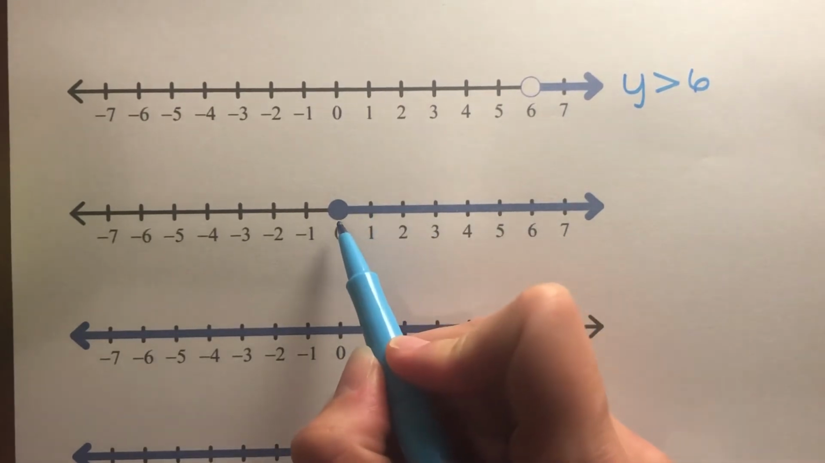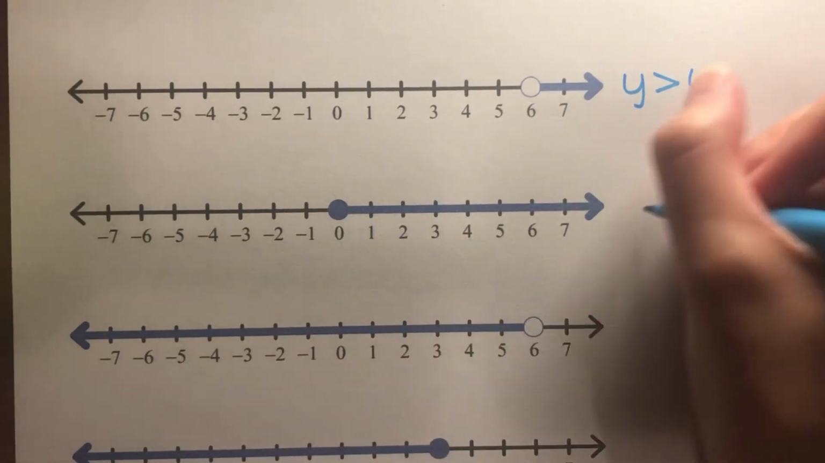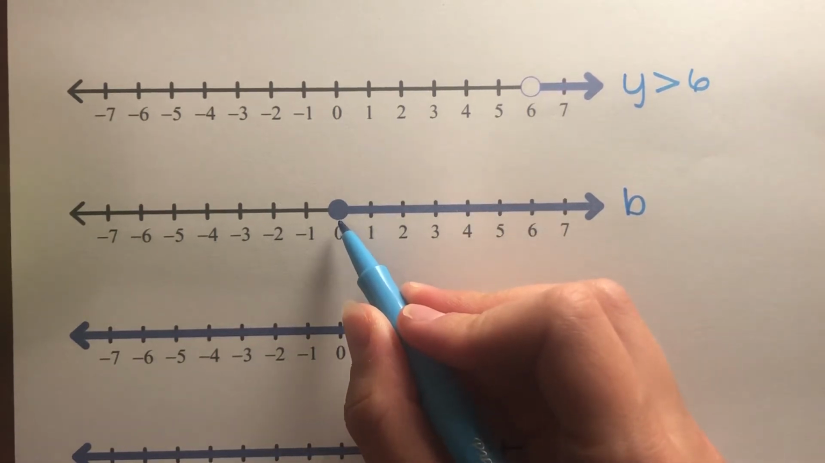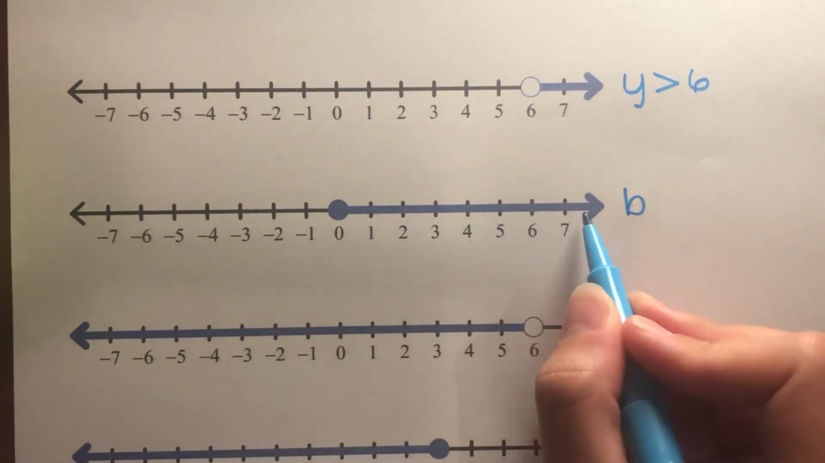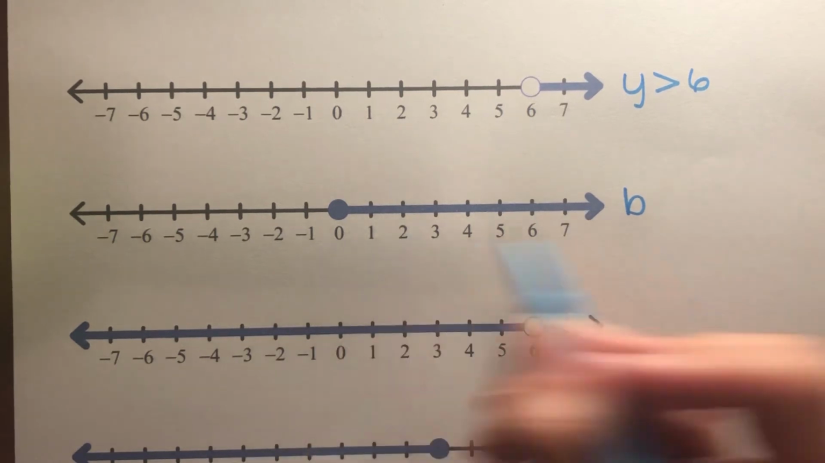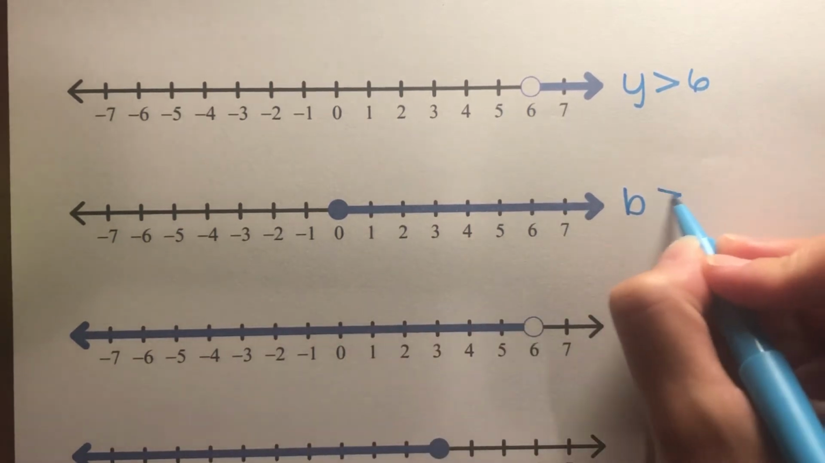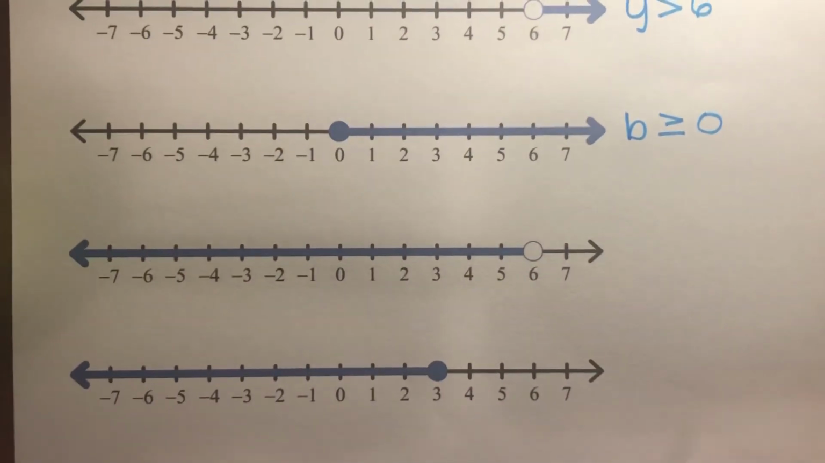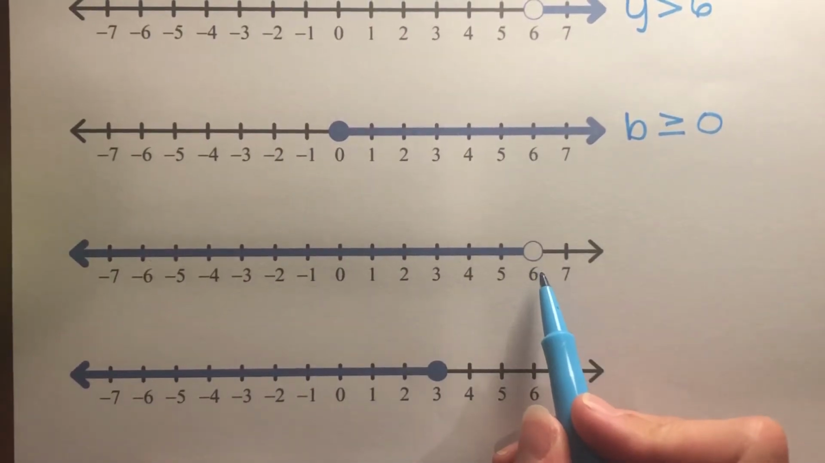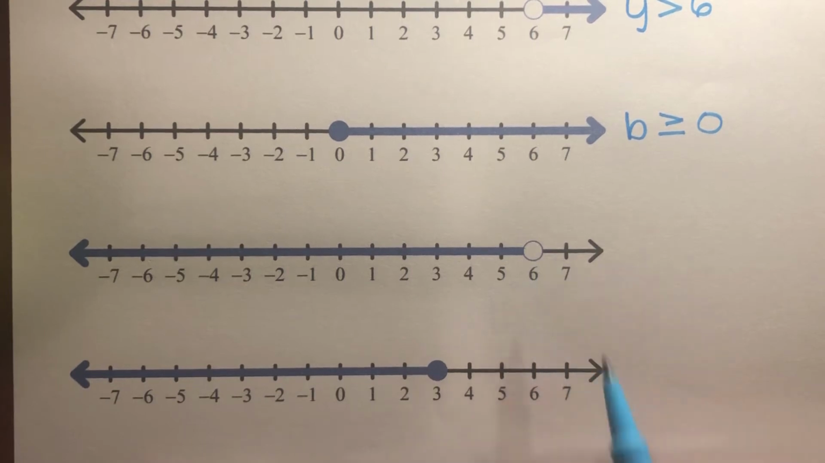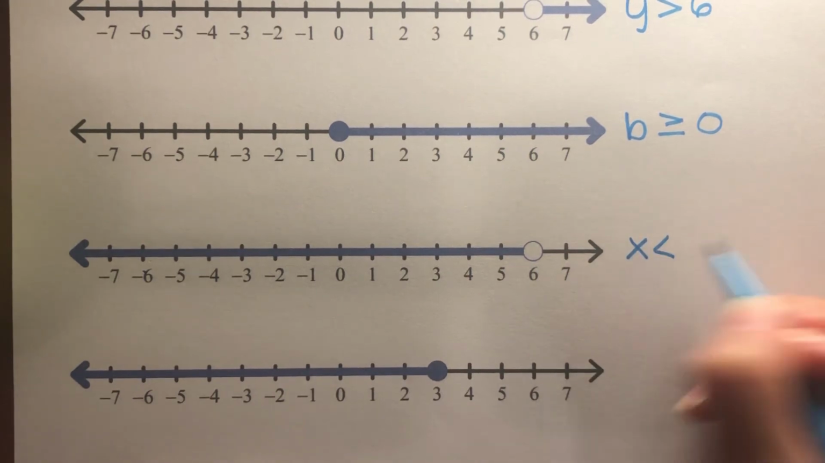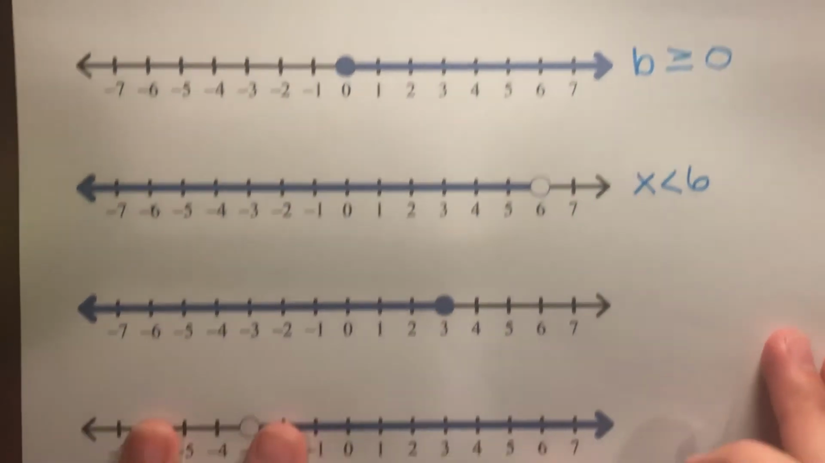All right, next, the plot that is pointed is 0. So let's say we use the variable b. It is a closed dot, and everything that is colored in to the right is greater than 0. So this is b is greater than or equal to 0. Next, we have 6 that is plotted. This is an open dot, and everything is less than 6. So this is x is less than 6.